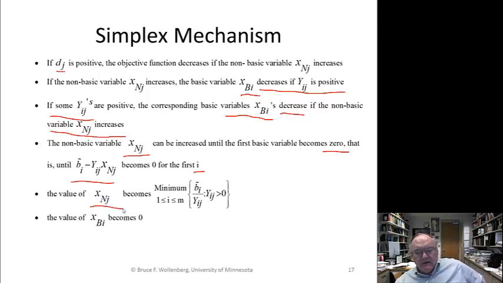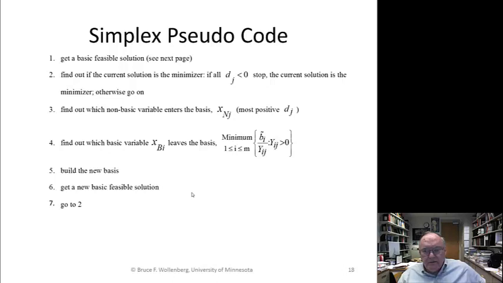So the value becomes the minimum over all of those variables of this. And the value of the basic variable becomes 0. So this is the value that the non-basic variable takes, but we want to take the minimum of these numbers here. They're positive.